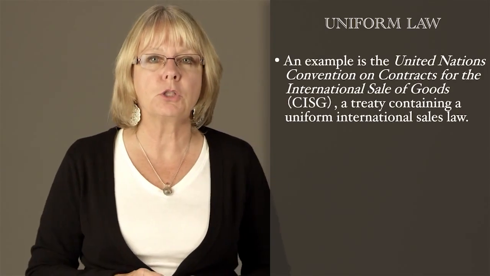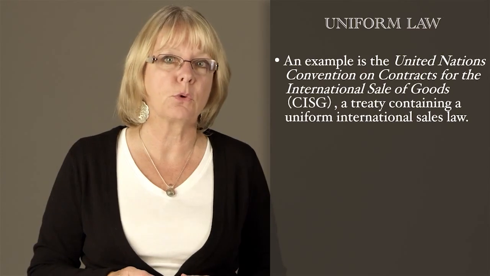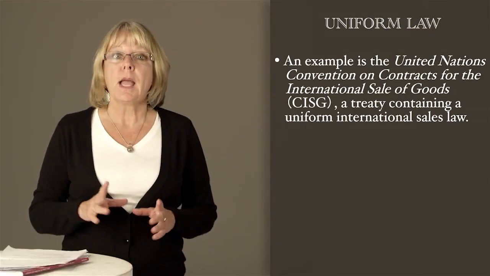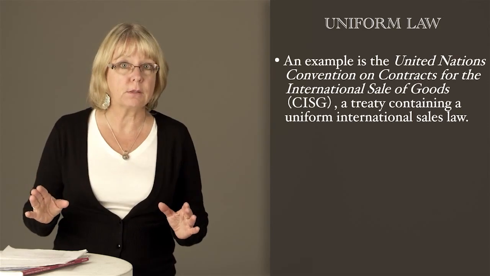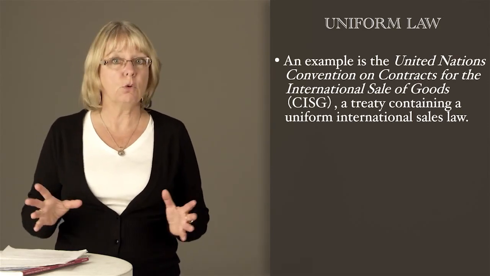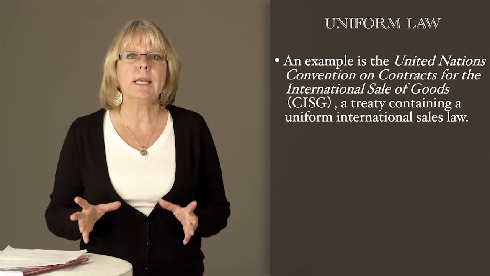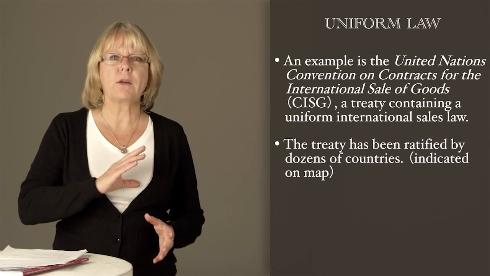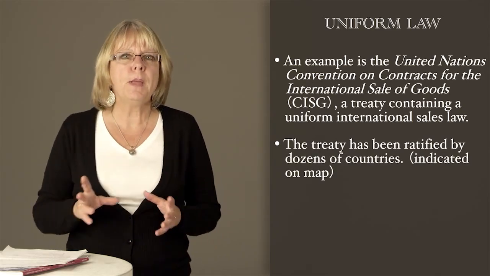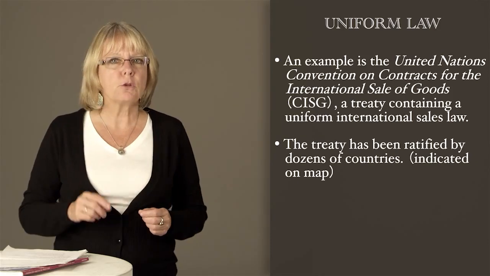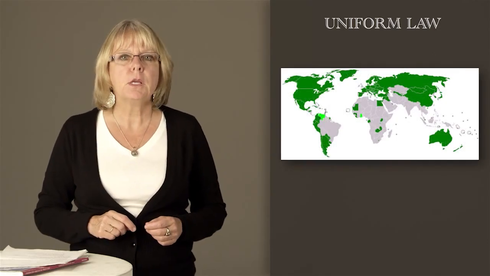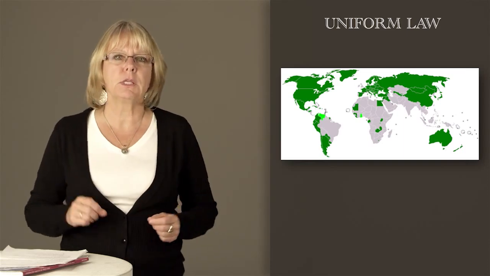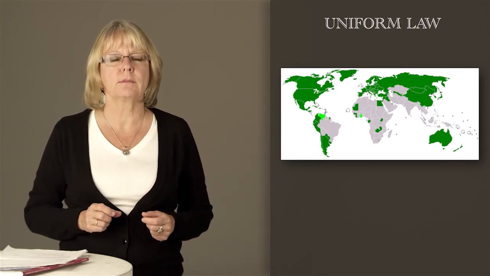Let's look at an example of a uniform law. The United Nations Convention on Contracts for the International Sale of Goods, or the CISG. As we've seen, the word convention is another word for treaty. So this is a treaty. It contains a uniform international sales law. It has been ratified by dozens of countries who make up most of the world's trade. They're shown in color on this slide. It is one of the most successful international uniform laws.